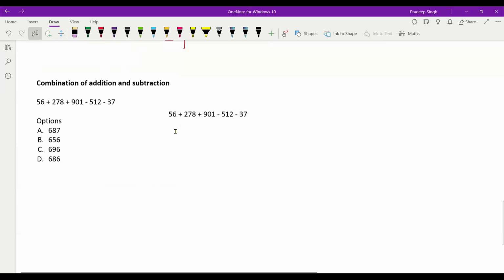Let's find the digit sums of all the numbers, starting with 56. 5 plus 6 will give you 11, and the digit sum of 11 will be 1 plus 1, which is a 2. 278: the digit sum will be 2 plus 7 is 9, 9 plus 8 will give us 17, but the digit sum of 17 will be 1 plus 7, which is equal to 8. Hence, the digit sum of 278 will be 8. Coming to 901, 9 plus 1 is 10, and the digit sum of 10 is 1 plus 0, which is 1. Coming to 512, the digit sum will be 5 plus 1 is 6, 6 plus 2 is 8. So 5 plus 1 plus 2 is 8. 37 digit sum will be 3 plus 7 is 10, and the digit sum of 10 is 1.